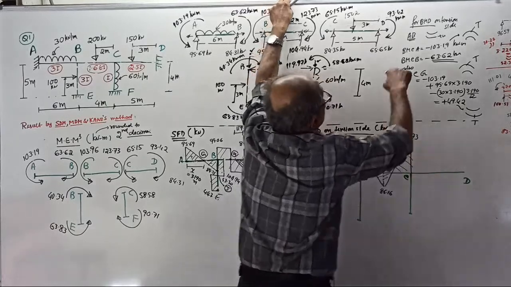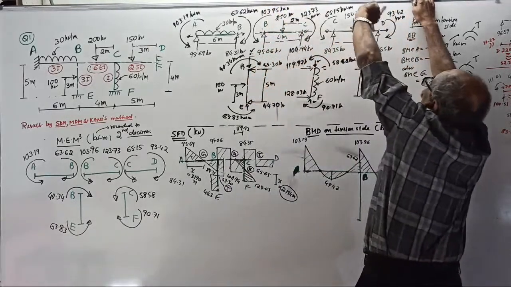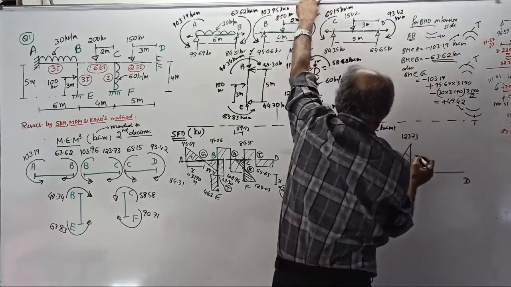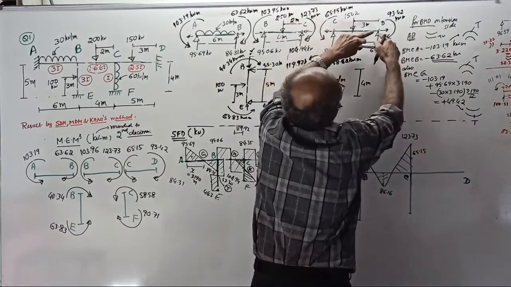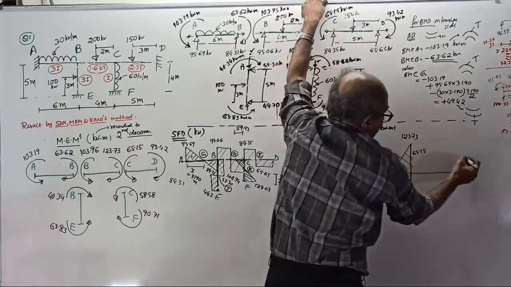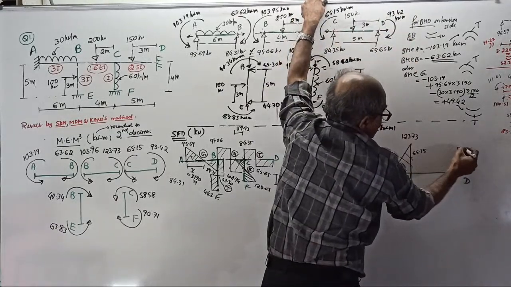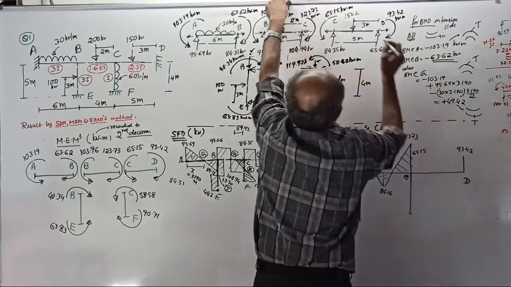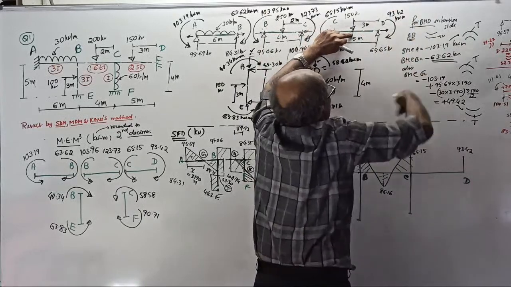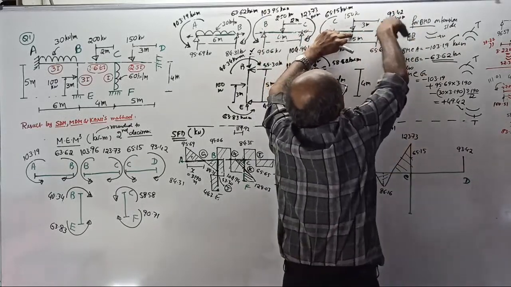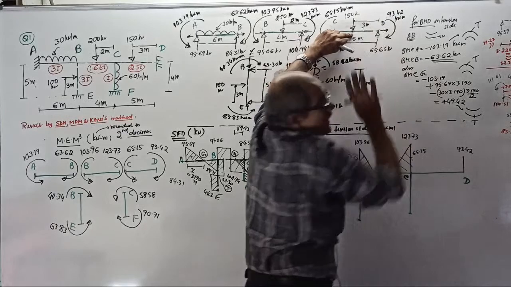Okay, start. Now this member, hogging minus 65.15 here, 65.15 here, minus 93.42, 93.42. Then bending moment here, look this side, minus 93.42 plus 65.65 into 3.